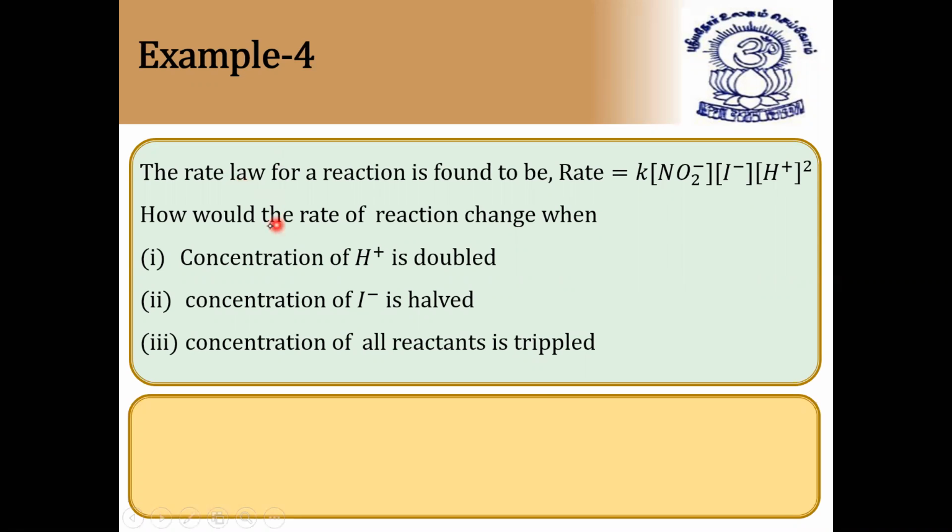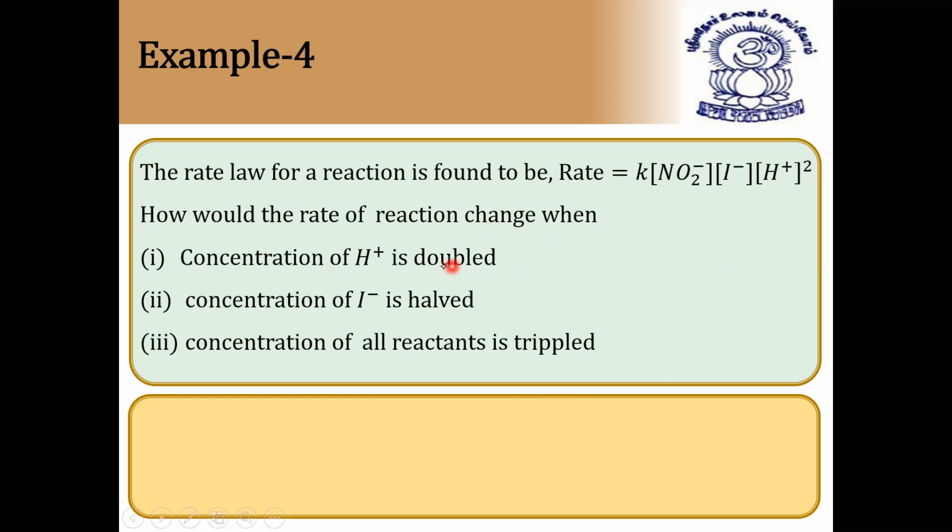The rate law for a reaction is found to be: rate is equal to K into concentration of NO2 minus into concentration of iodine minus into concentration of H plus whole square. Very, very important. So this is the actual rate of the reaction. Forget about how the reaction could be; we have to see only the experimental reaction. How would the rate of reaction change, keeping all others constant, if only the concentration of H plus is doubled? You can see from the rate that the concentration of H plus is to the power 2.